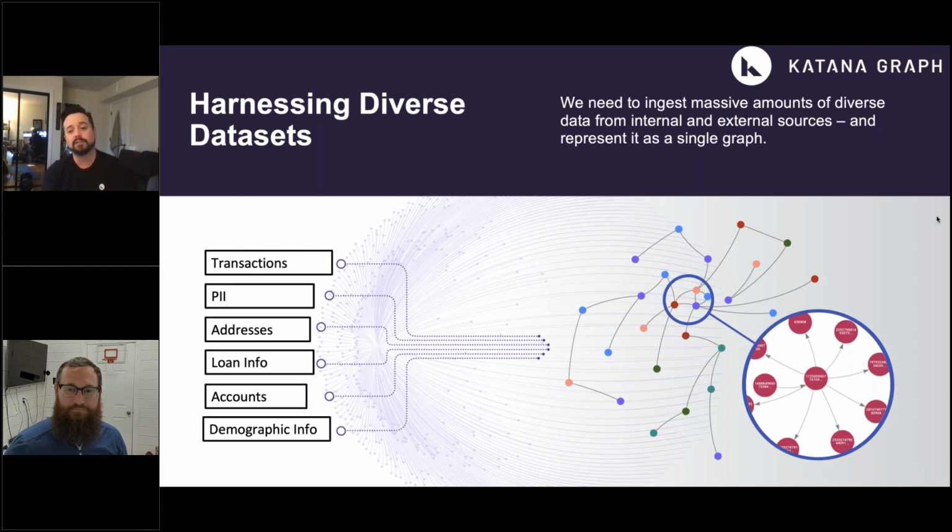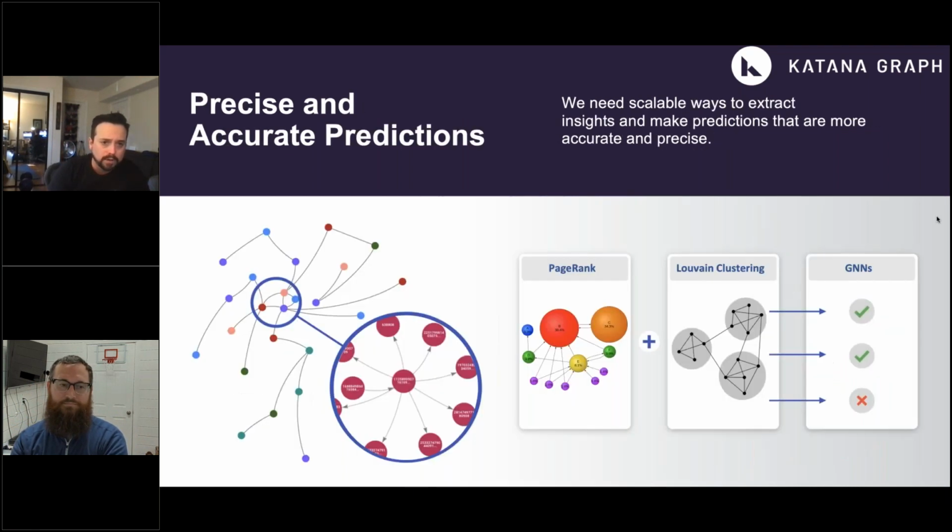Pulling all that data together can be extremely difficult for many, many reasons. One of them being the size of the data. So what most banks do is they concentrate on a couple of these, maybe just transactions and some PII, maybe just transactions and account information, loan information, because those are readily accessible to them. But we're able to pull all that information into Katana and get these diverse data sets working for us to find these very interesting bits of information.